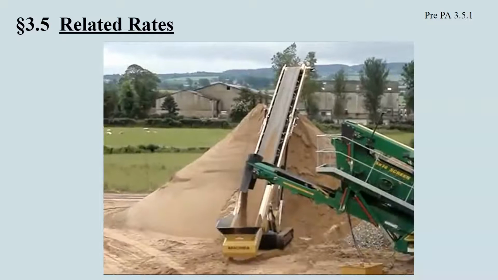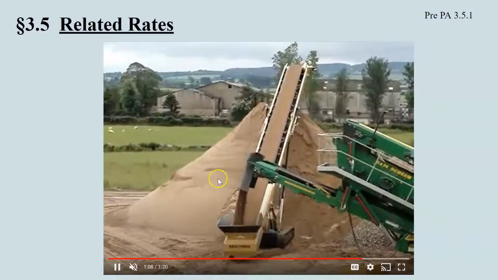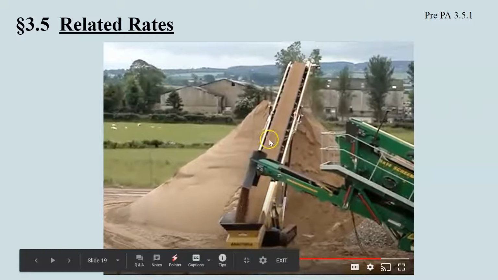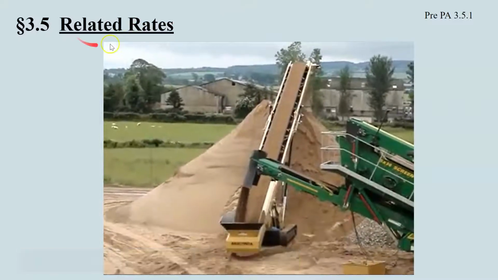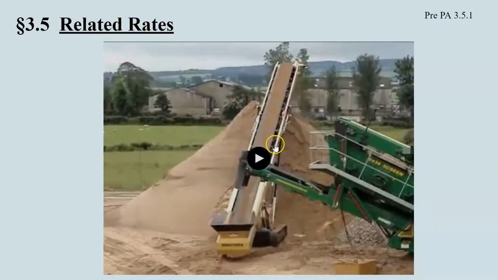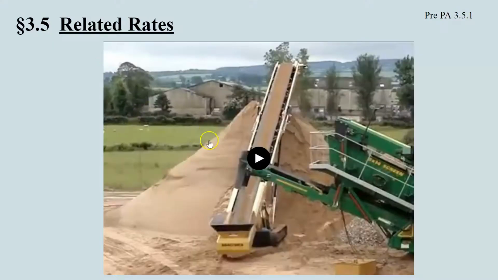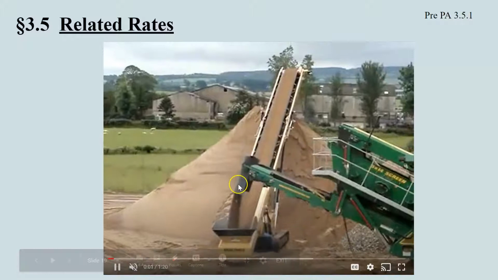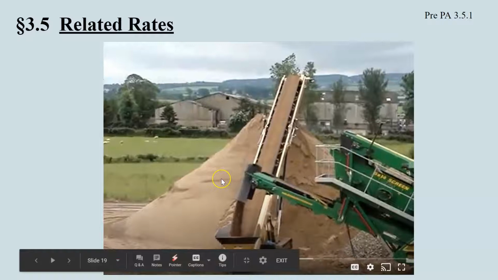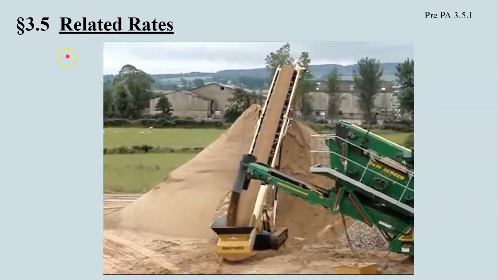So we have pretty much three different rates happening here. The rate at which the sand is being pumped onto the conveyor belt, the rate at which the radius of the pile is growing, and the rate at which the height is growing. And all of these rates are related to each other. If we speed up the sand going onto the conveyor belt, obviously the conical pile is going to grow faster. And as we slow down the sand going on the conveyor belt, the conical pile of sand is going to grow at a slower rate. This is what we call related rates.